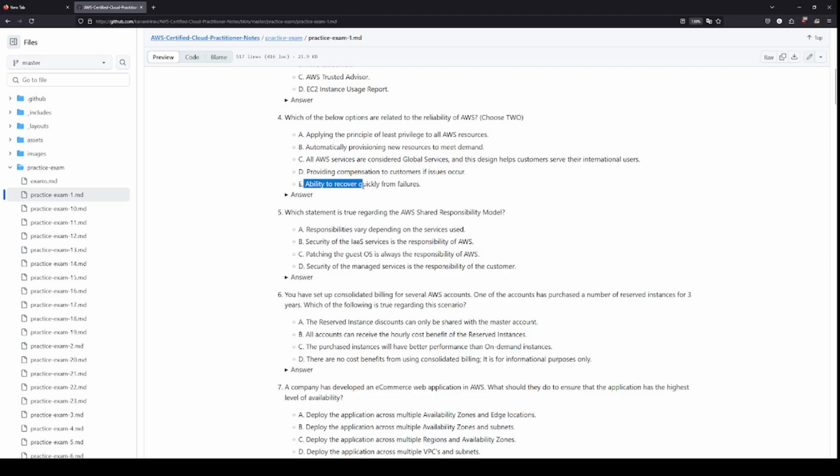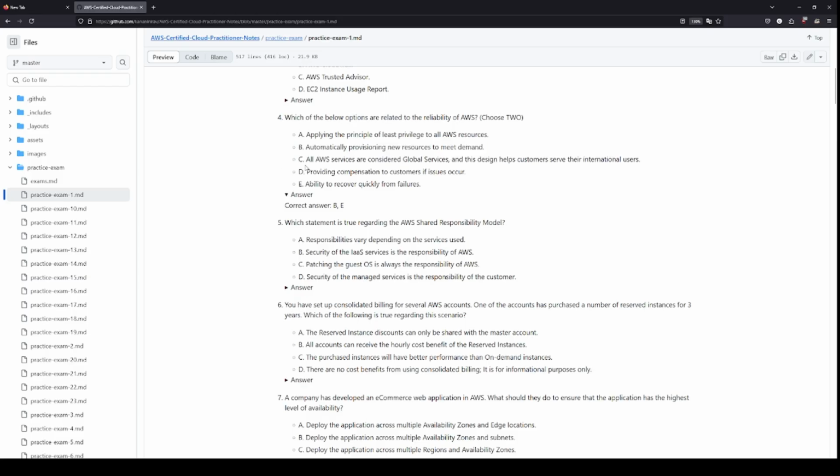This is not. E, ability to recover quickly from failures. If I'm not mistaken, that one is elasticity. So I'm going to go ahead and take a guess here and say it's B, automatically provisioning new resources to meet demand, and C, all AWS services are considered global services, and this design helps customers serve their international users. Because this one does not sound like reliability to me. This one sounds like elasticity. And D, providing compensation, has nothing to do with this concept. And we know that A is a security principle, not a reliability principle.